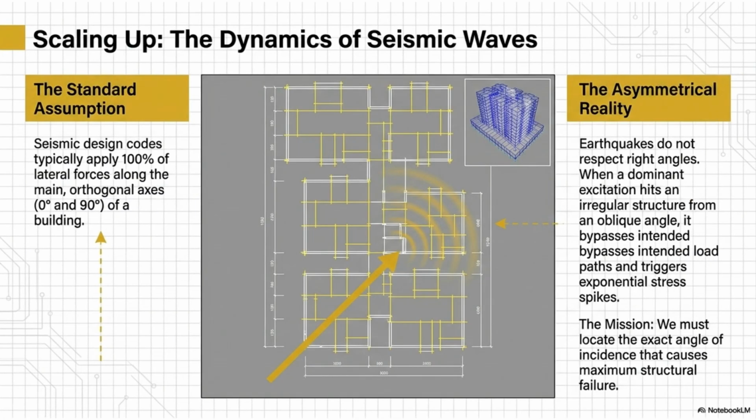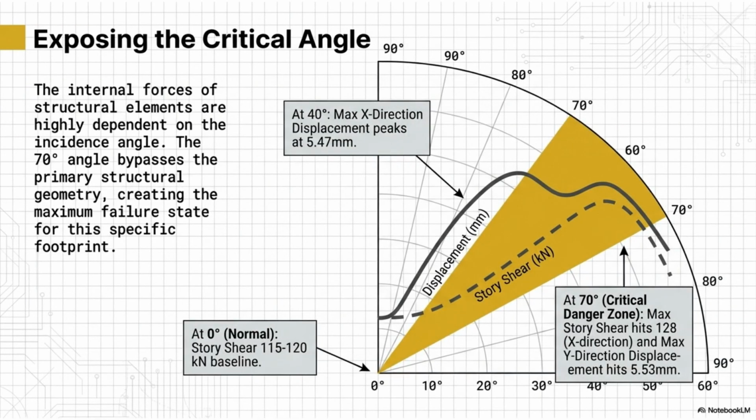impact angle. Scaling up to civil engineering, standard seismic codes often assume forces align with orthogonal axes. However, earthquakes are asymmetrical. An oblique angle of incidence can bypass intended load paths, creating exponential stress spikes and structural failure. The critical angle is the angle of incidence, where structural forces create the maximum failure state.